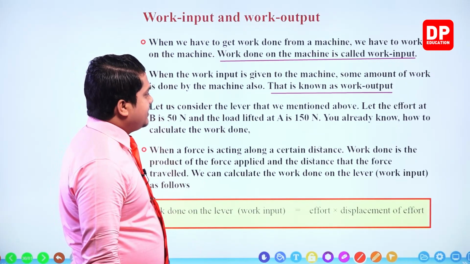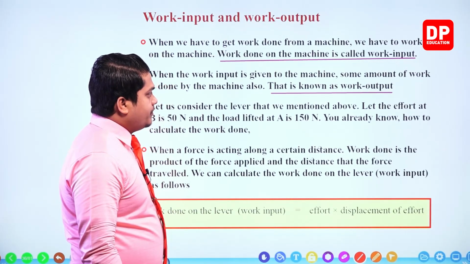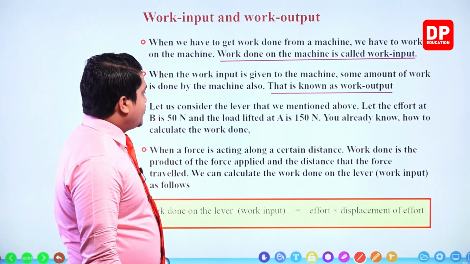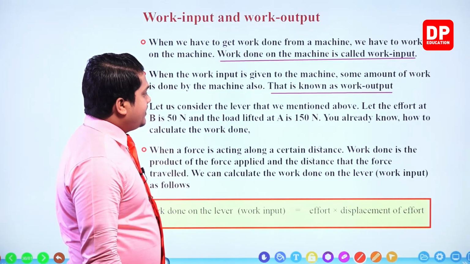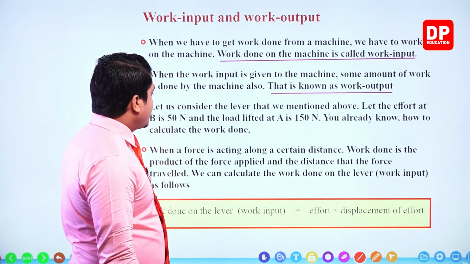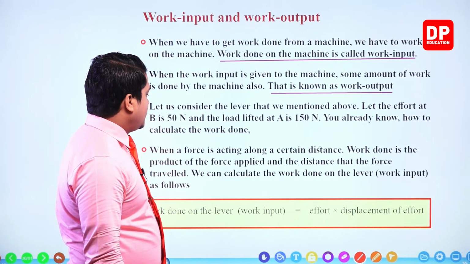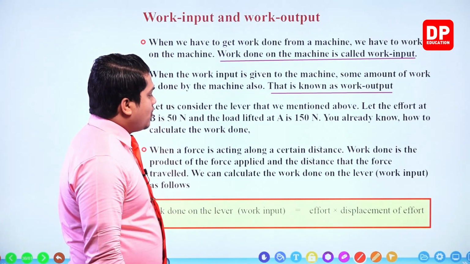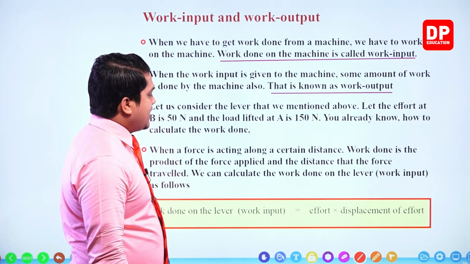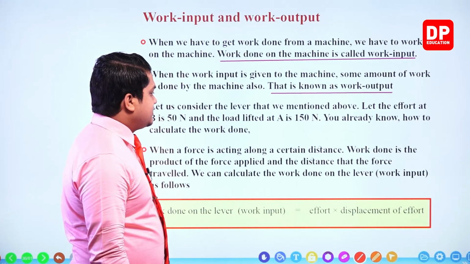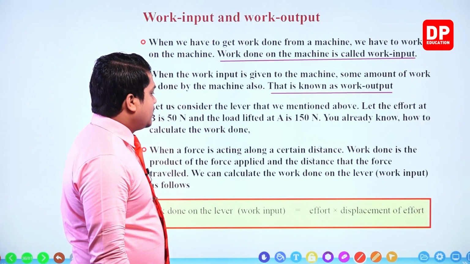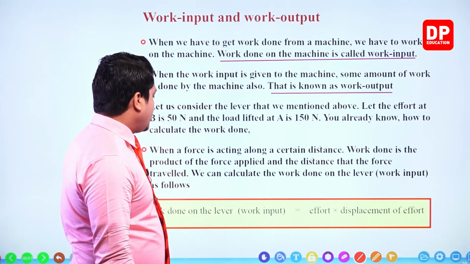Okay, so here it is given. Let us consider the lever that we mentioned above. Let the effort at B be 50 Newton and the load lifted at A be 150 Newton. You already know how to calculate the work done. When a force is acting along a certain distance, work done is the product of the force applied and the distance that the force traveled. We can calculate the work done on the lever, the work input, as follows.